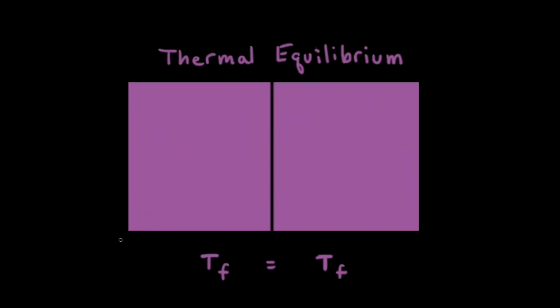So here we have our two objects, and the two objects are at the same final temperature, which means we have reached thermal equilibrium. And since we've reached thermal equilibrium, there's no more flow of heat between the two objects. And since both objects are at the same final temperature, that means the average kinetic energy of the particles in both objects is now the same.